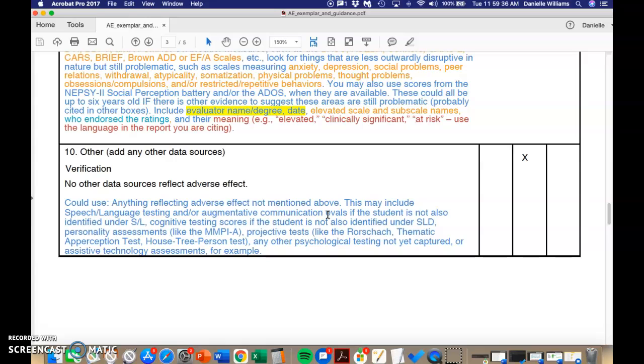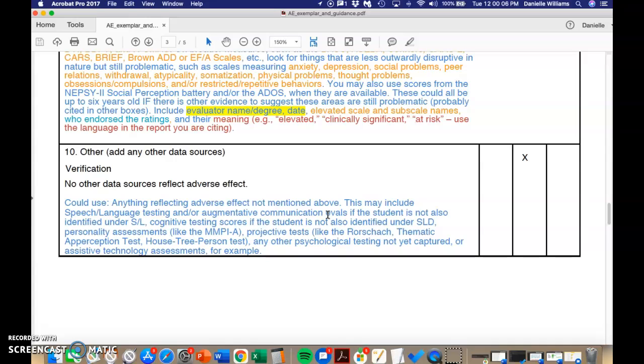You might include cognitive testing scores if the student is not already identified under SLD. The reason for that being that those scores would be captured on the SLD form if they were identified under that category. But if something else were going on, such as, well, just to keep going back to the autism category, if you have a student who has some pretty disparate cognitive scores under the autism category and you want to capture that, this would be a place that you could do that.